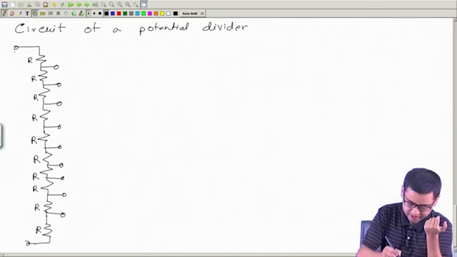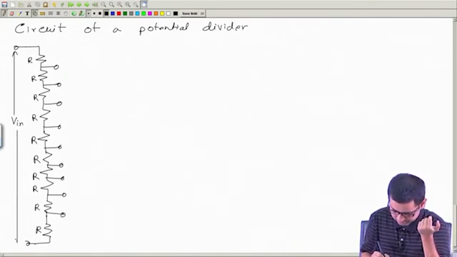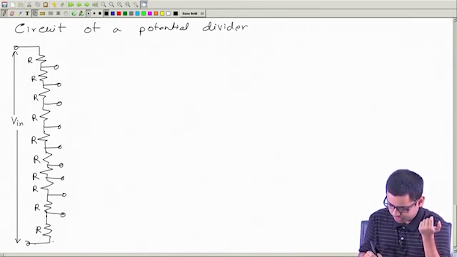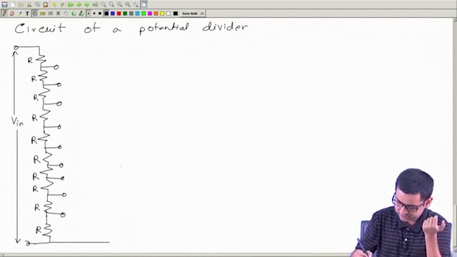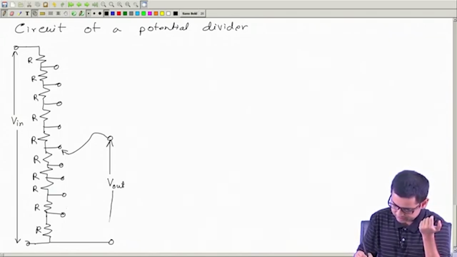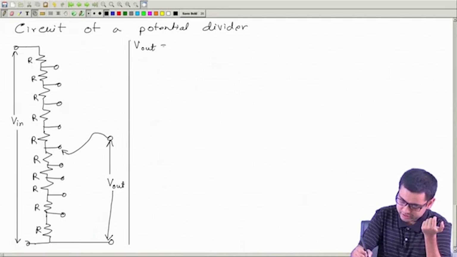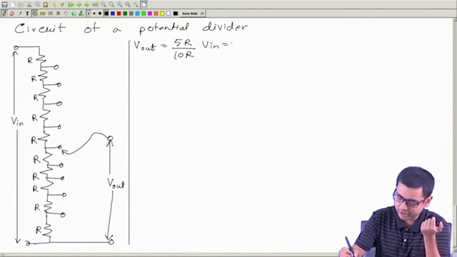If we now apply a voltage here, call it V in, the input voltage, and we measure the output between, say, these two terminals, then V out will be the same as 5 R divided by 10 R multiplied by V in. So it is like 0.5 times V in.